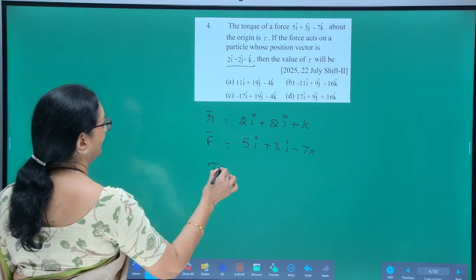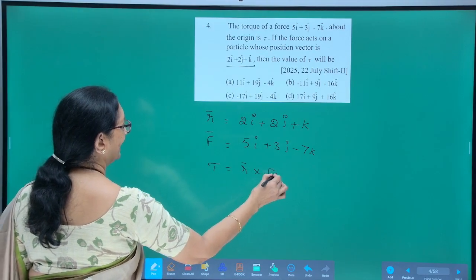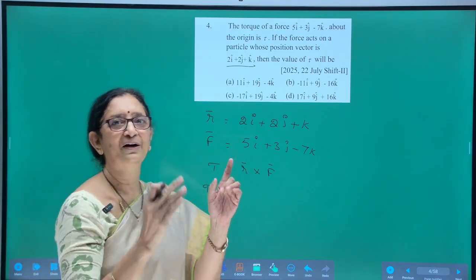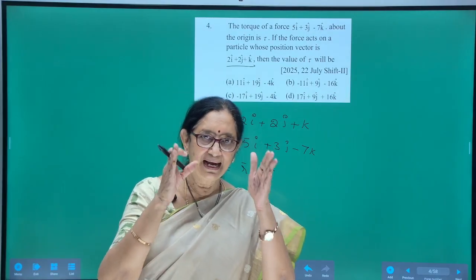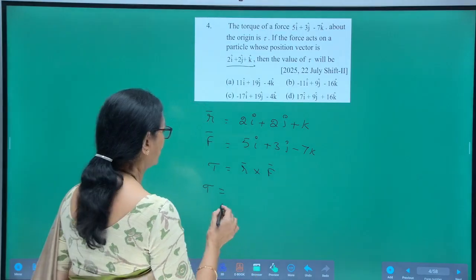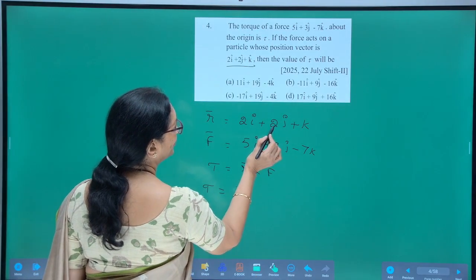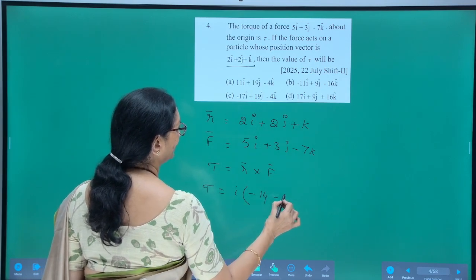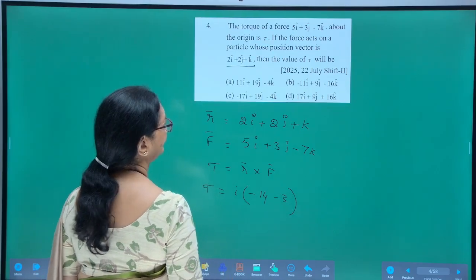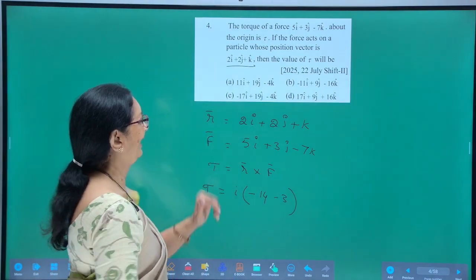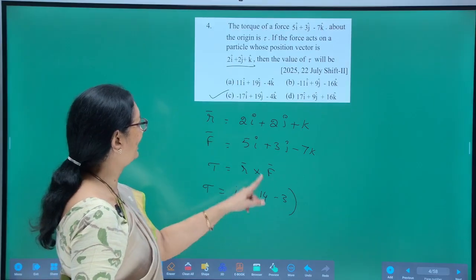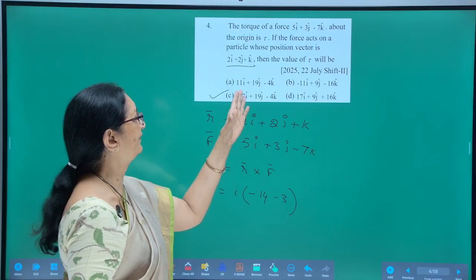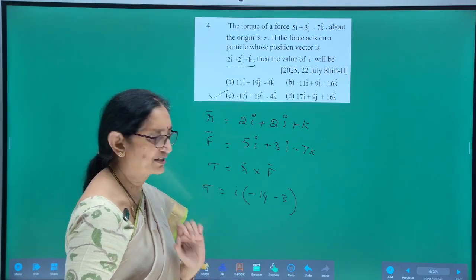Torque is equal to r bar cross f bar. Now, we can write it directly. I am just skipping one step, I am not putting the determinant form. So, i bar into 2 times minus 7, minus 14, minus 1 into 3, minus 3. Okay. So, the option is done, because minus 17i is the only one with that option. In the exam, confidently you can pick up the answer, but let us try.